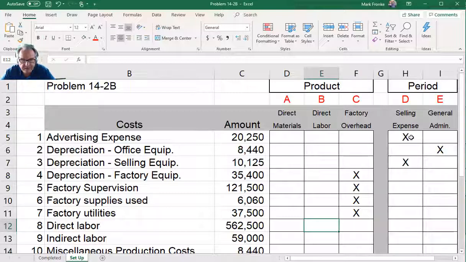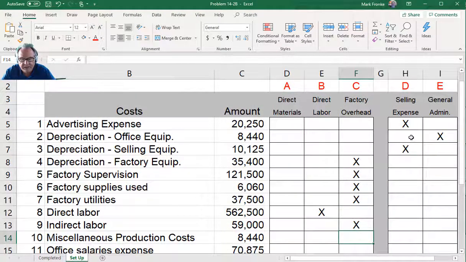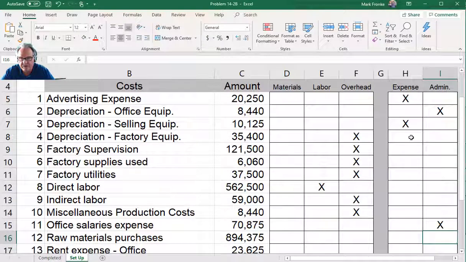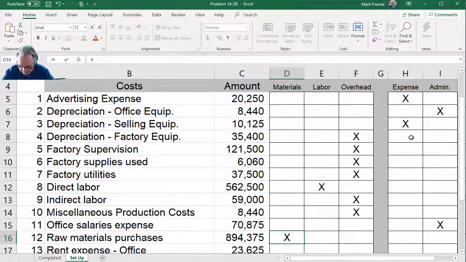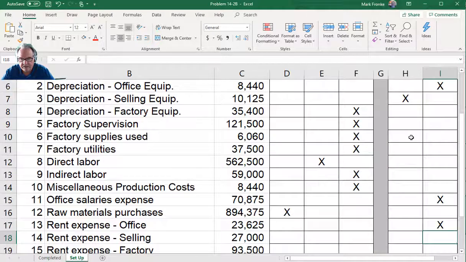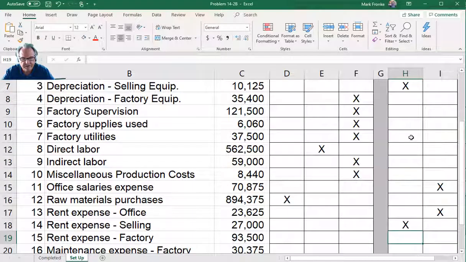Direct labor, of course, is going to go in direct labor. Indirect labor is a factory overhead item. Miscellaneous production costs. Production means factory. Office salaries. That is an administrative expense under general. It's a period cost. Raw materials is direct materials. Then we have rent on the office. That will be an administrative expense. Rent selling, that's a selling expense. Rent on the factory is a factory overhead item.